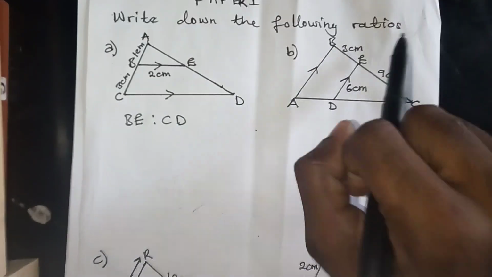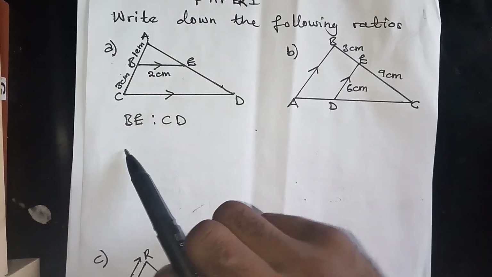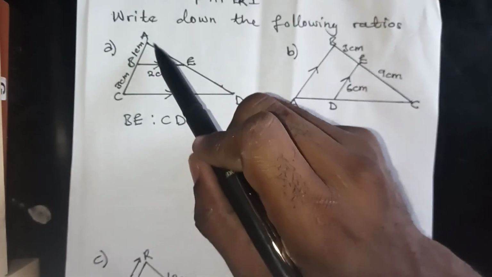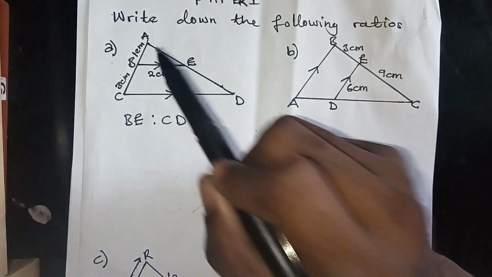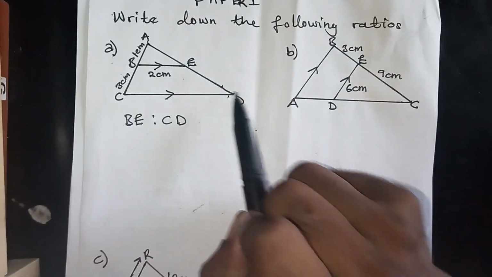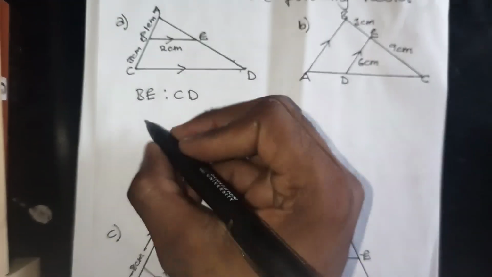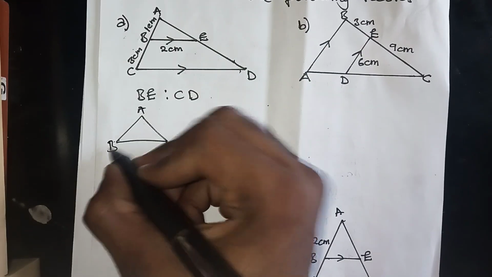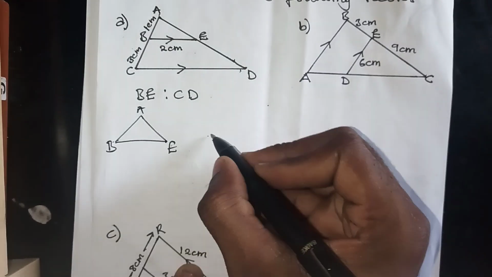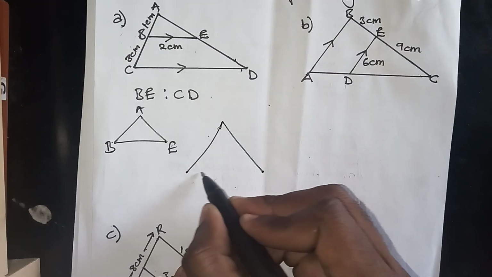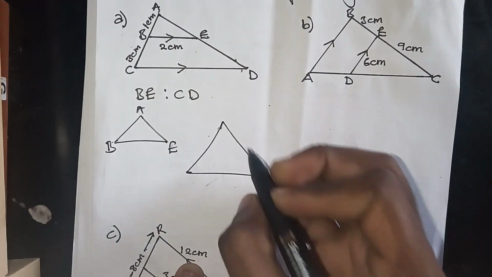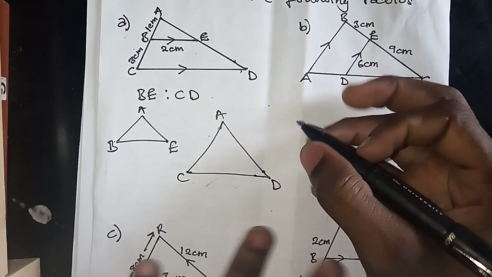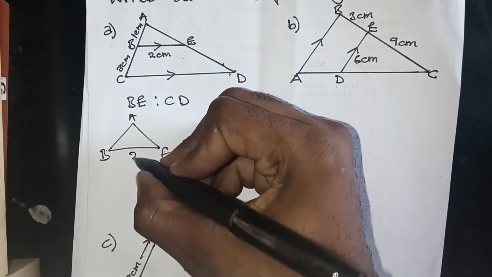Write down the following ratios. So on this one, we want the ratio of BE to CD, where triangle ABE is similar to triangle ACD. So this is how you do it. Just separate the two triangles which are similar, like this. Forgive my drawings. I'm trying to make the video as short as I can possibly make it.